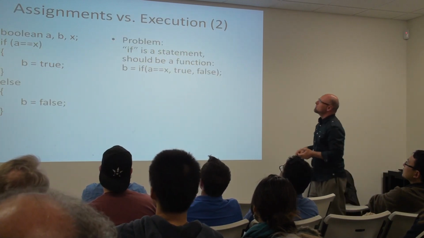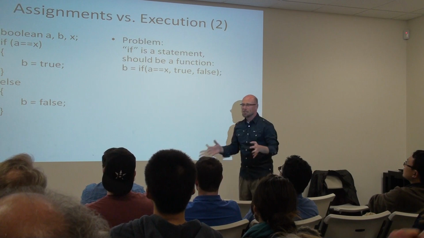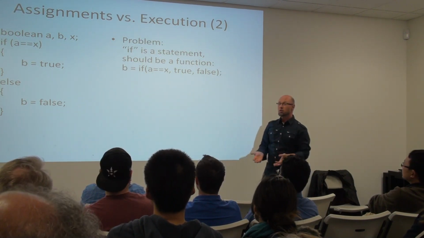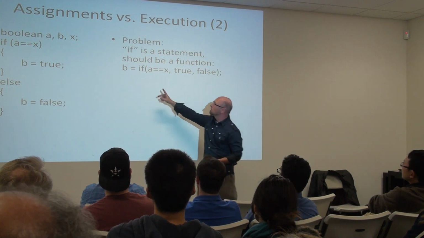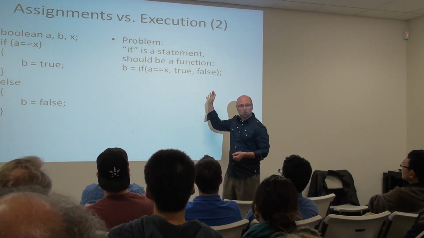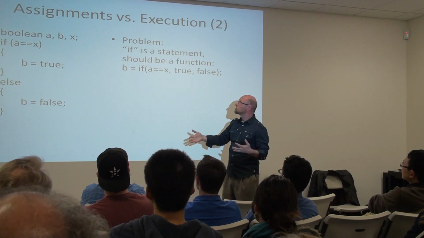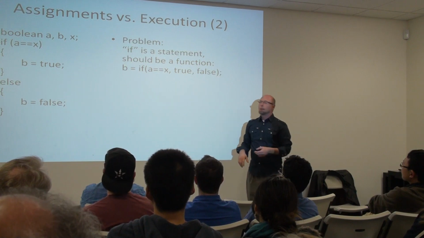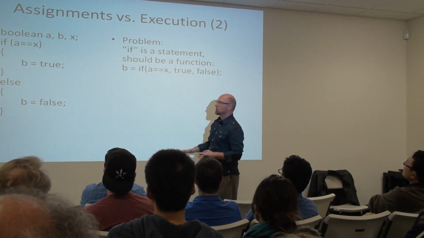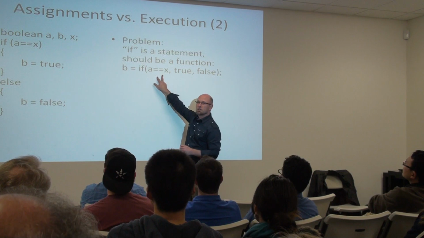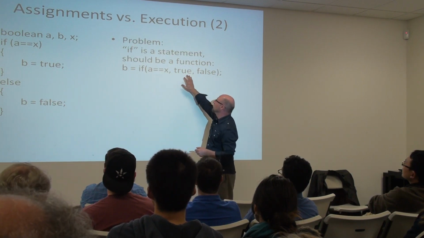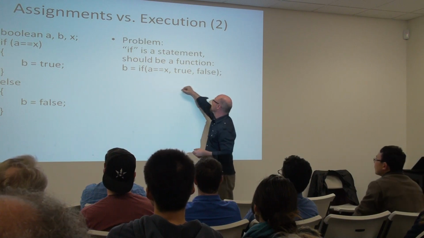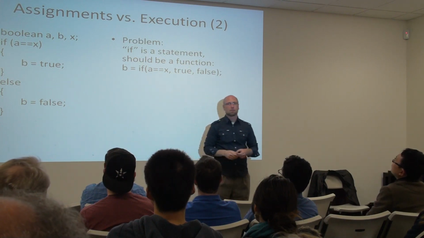So the problem here is that if is a statement, meaning it says something about execution, when in fact it should be a function. So if we could write b equals something, we're now making it clear we're trying to assign something to b, and also from this, you should be able to tell what's going to happen. So the question is, can we in Java construct a function that takes a Boolean expression and an object and returns this one if this is true and this one if this is false? Is this possible?